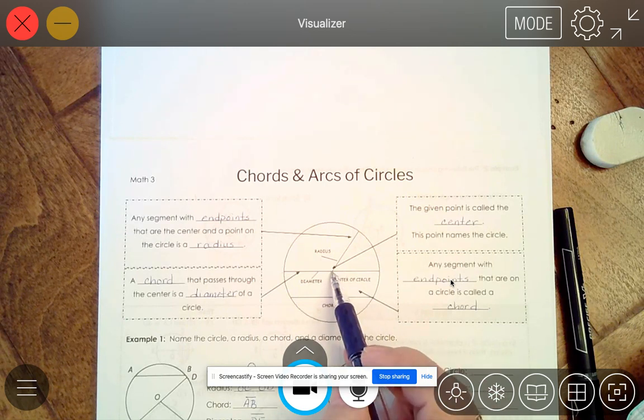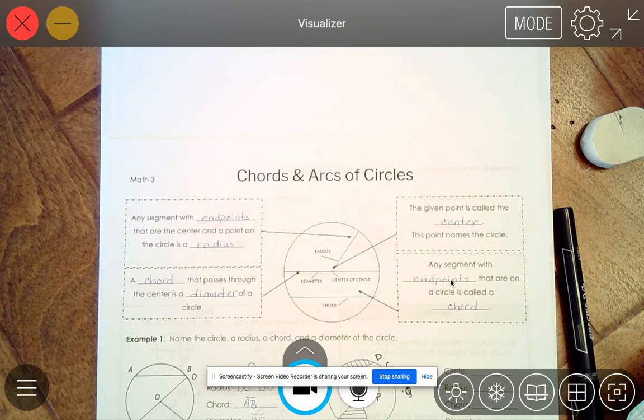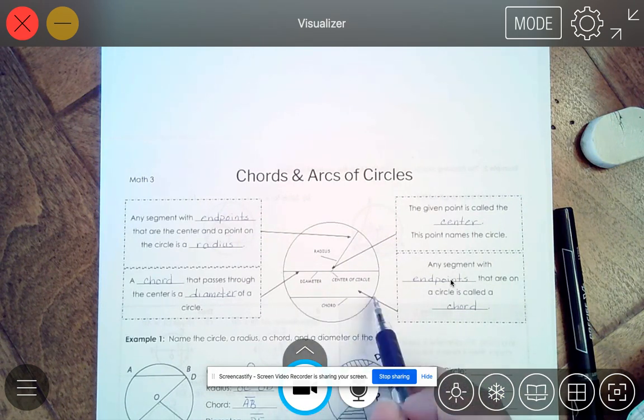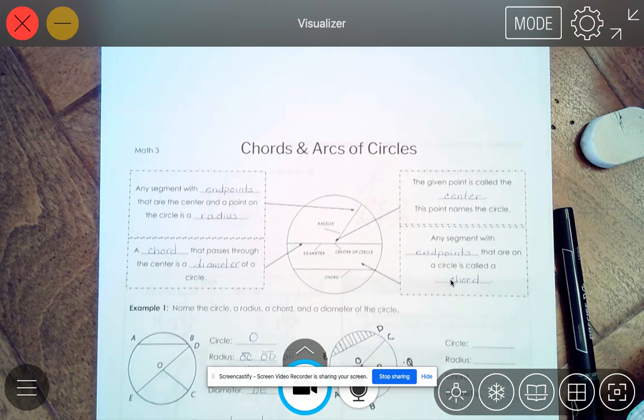This right here, this given point is called the center of the circle, and that names the circle. If we know what that point is, let's say that's point O, then this would be circle O. And any segment with endpoints that are on a circle is called a chord. Right here, the endpoints are on the circle. It's not a diameter because it doesn't go through the center, so this is just called a chord. We have an example in example 1.